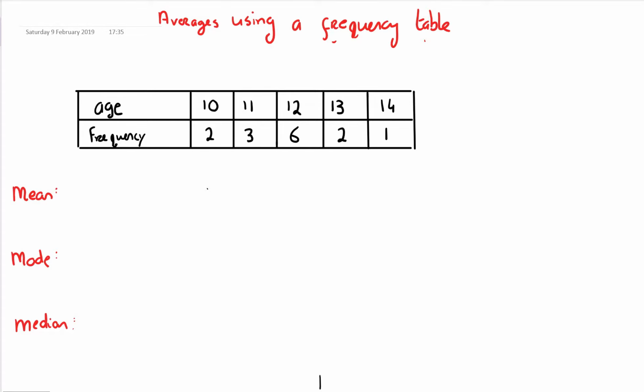In this video we're going to get the averages of a frequency table. Now a frequency table is used when the list of numbers is very long. Instead of listing out huge amounts of numbers, we'll put it into a frequency table. I'll actually draw out the list of numbers here, what it would look like.